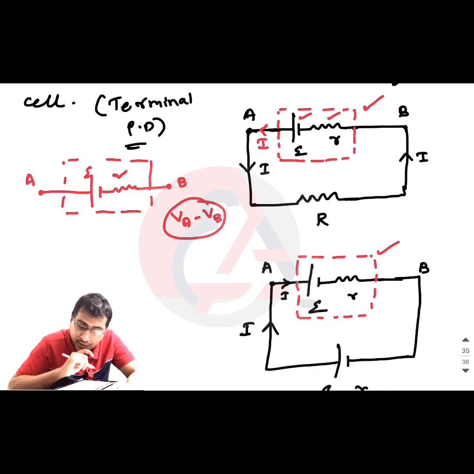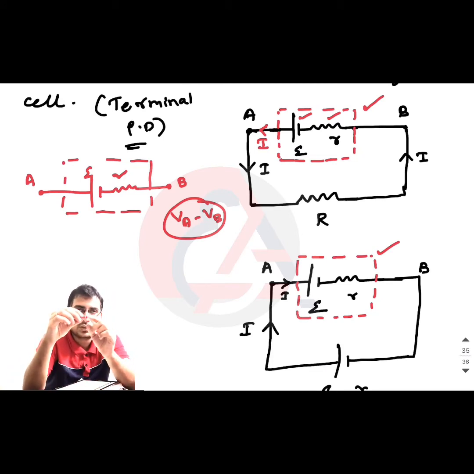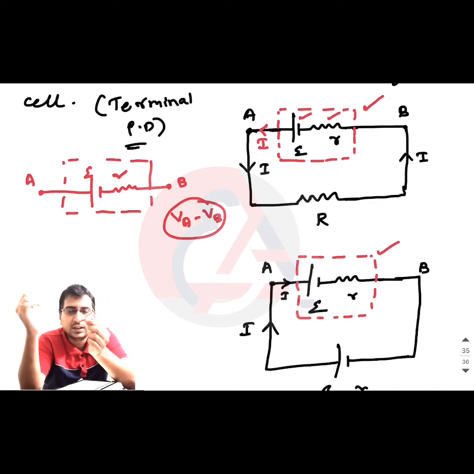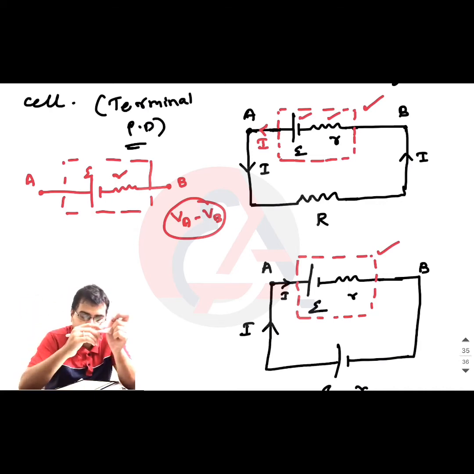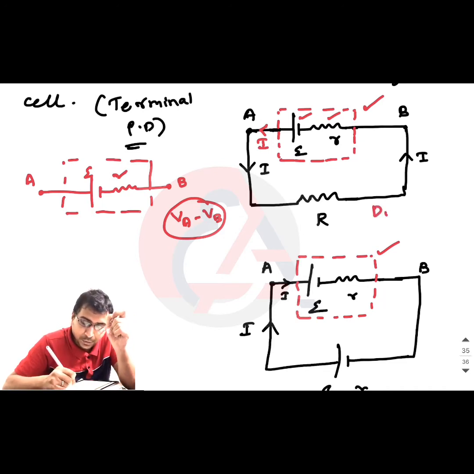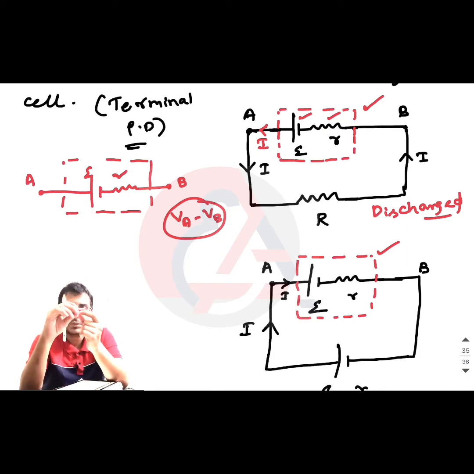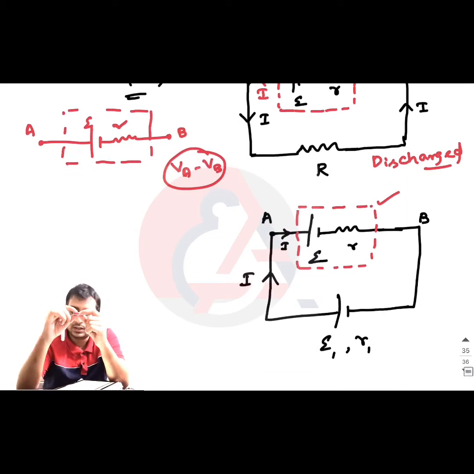Now if you look at the first diagram, the way the cell is connected, this is the positive terminal. This positive terminal is connected across a resistor in such a way that the current starts flowing from the positive terminal to the negative terminal to complete the circuit. If the current flows from the positive terminal of the battery through the wire, then the cell is said to get discharged.